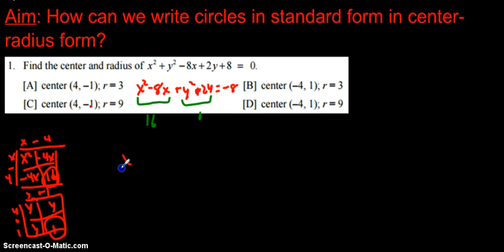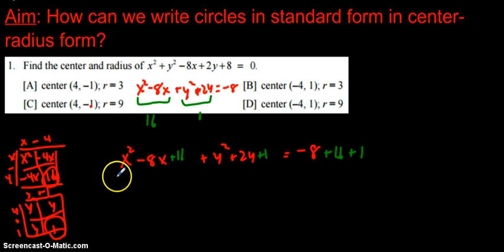So that'll become x squared minus 8x. Let's leave a blank space for that 16. Y squared plus 2y, oh wait, I need a blank space for that 1, equals negative 8. So we're going to add 16 to both sides, and add 1 to both sides as well.